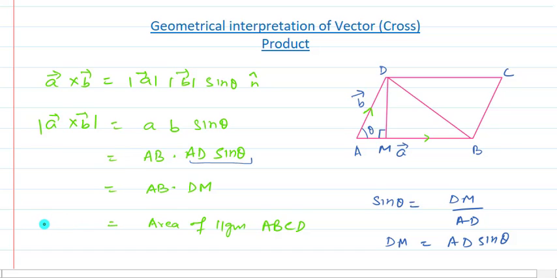So we are getting modulus of A cross B equal to the area of the parallelogram, where vector A and vector B represent two adjacent sides of the parallelogram ABCD. So we can simply express that the area of parallelogram ABCD is the modulus of the cross product of the vectors representing adjacent sides of a parallelogram.